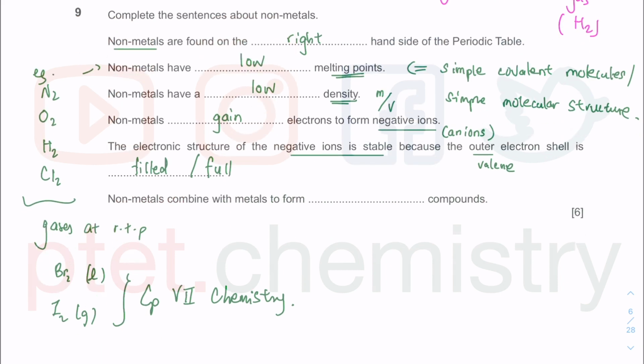Now the next one, nonmetals combined with metals. Nonmetal with metal, you will get ionic compound. If it is nonmetal with nonmetal, then you will get covalent compound, where you share electrons for covalent, and you transfer electrons from the metal to the nonmetal to form ionic compound.